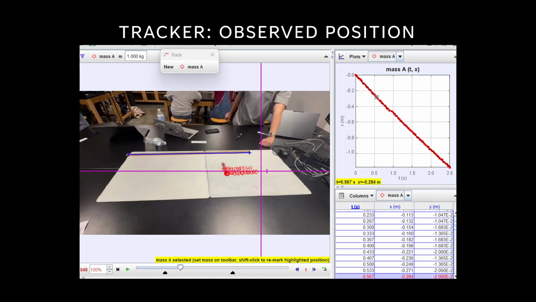So this is Tracker. The red dots you see are me clicking each position frame by frame to track the marker and its position over time. And on the top right, you can see the graph it produced. As you can see, it looks linear, but in reality, it's not because of the external forces acting on the marker, like friction and air resistance.